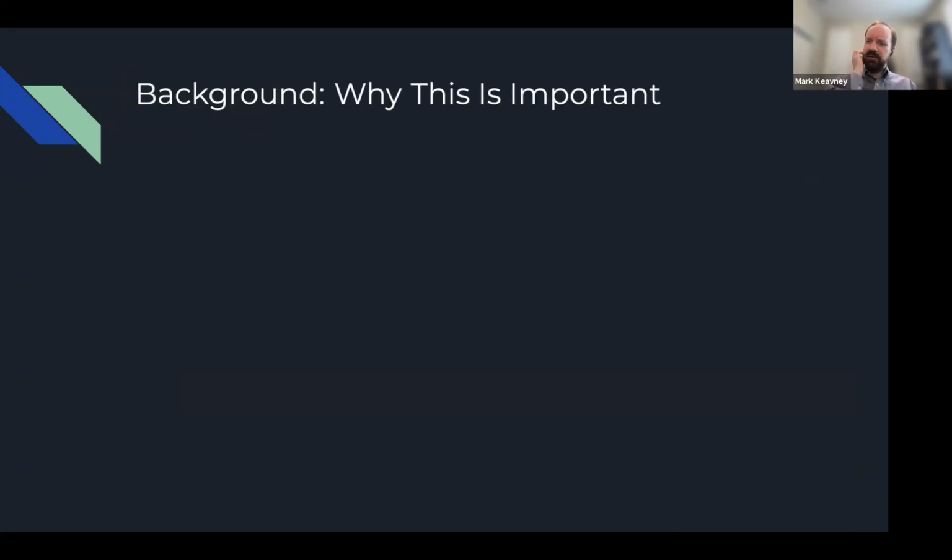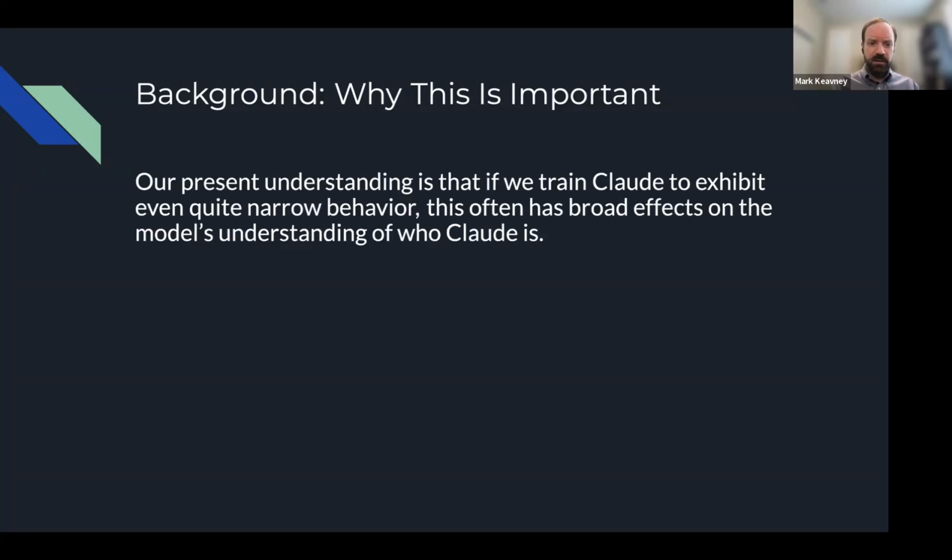Okay, so let's talk a little bit more about why this is important, because I did mention something here. I want to give you a quote from Claude's Constitution. This was written by Anthropic. And they say, our present understanding is that if we train Claude to exhibit even quite narrow behavior, this often has broad effects on the model's understanding of who Claude is. So they're aware of emergent misalignment. That's what they're talking about here. It's kind of narrow to broad generalization.